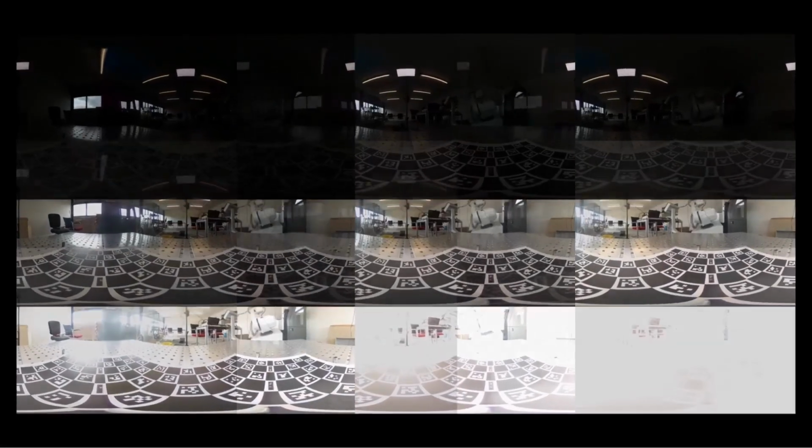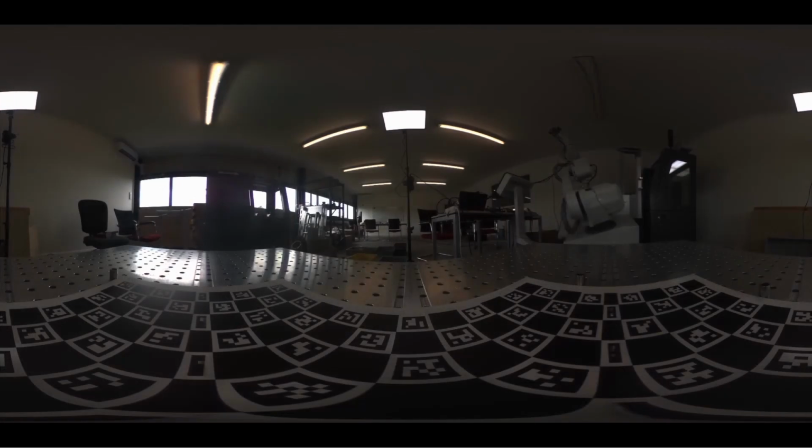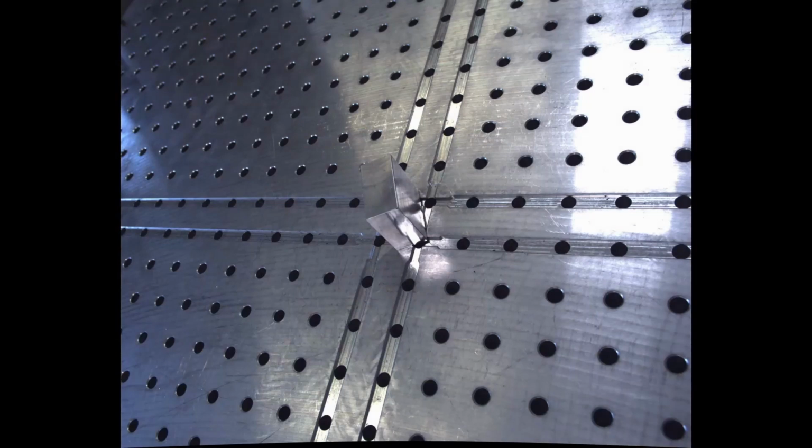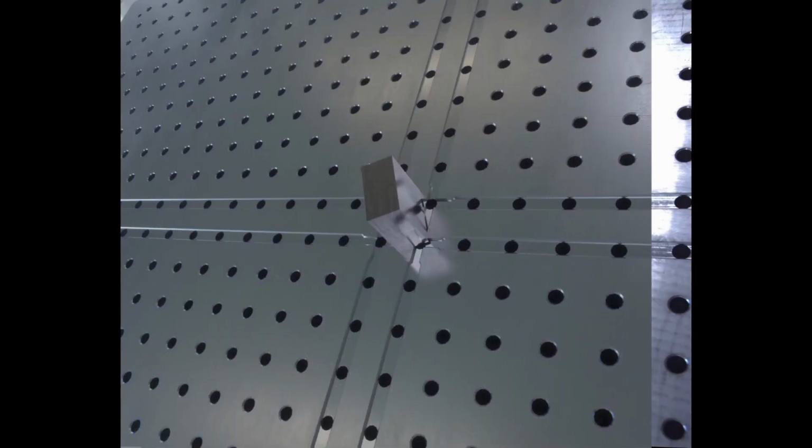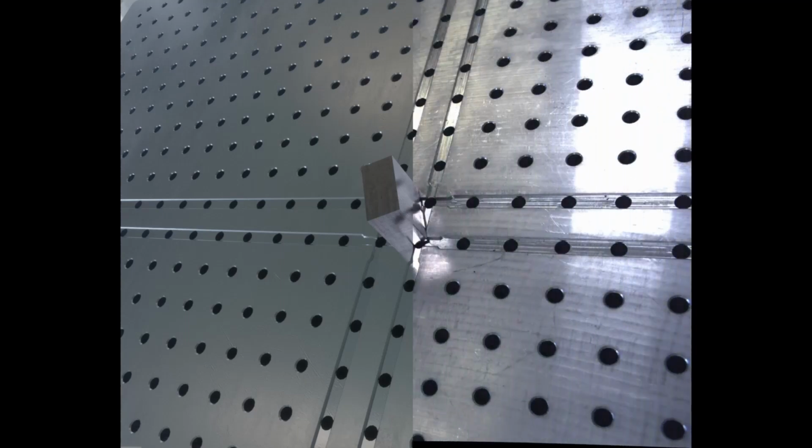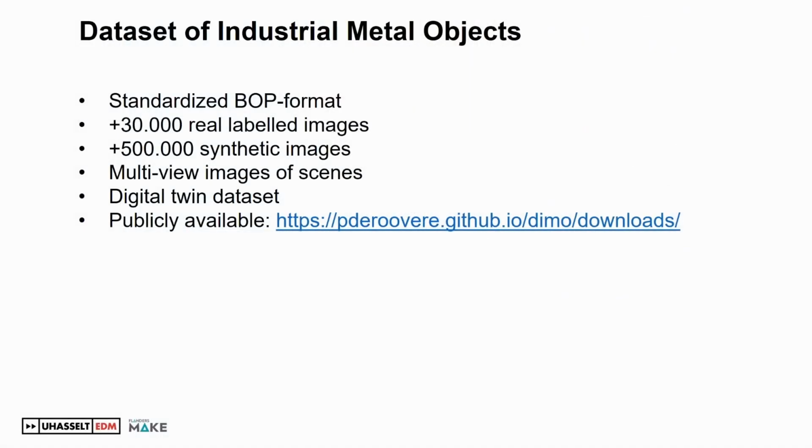To get accurate lighting, we use an omnidirectional camera to take multiple bracketed images and combine them into a single high dynamic range environment map. The result is a digital twin of the real images that can be used for researching the domain gap of training machine learning algorithms on synthetic data. The complete dataset consists of over 30,000 real images and over 500,000 synthetic images. All images are labeled and placed as specified in the BOP format. The dataset can be downloaded on the following link.